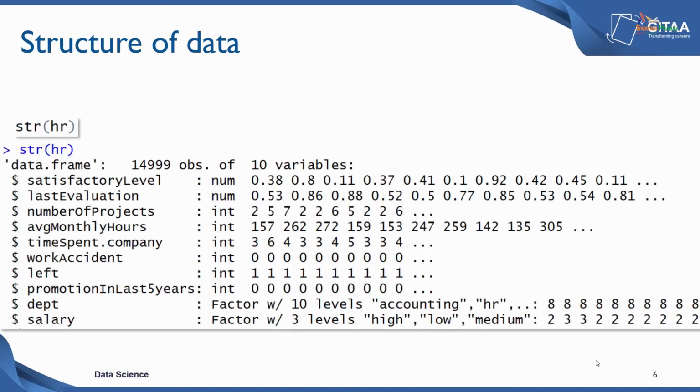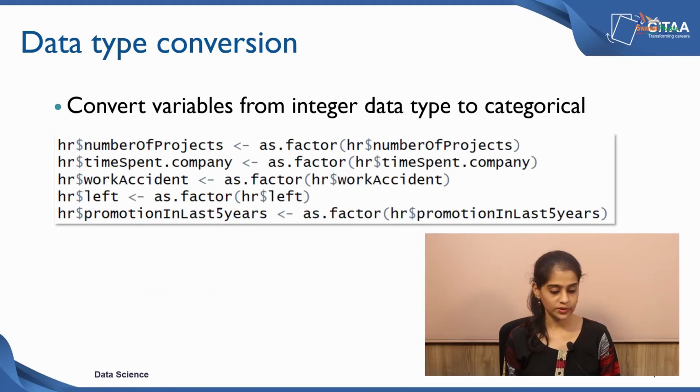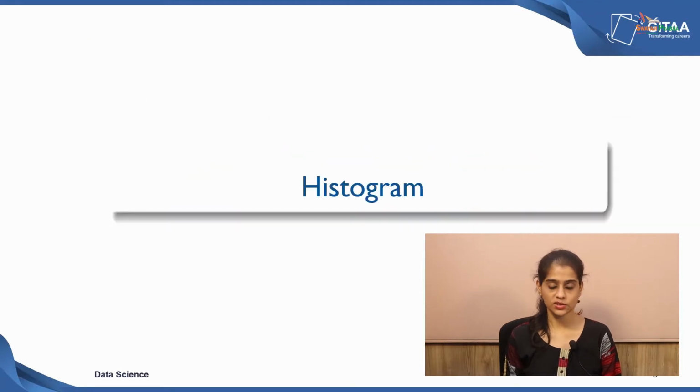Then we looked at the structure of the data. From here we could conclude that there were 5 variables, namely number of projects, time spent company, work accident, left, and promotion in last 5 years, which were read as integers, and that was because of the nature of data that was present. All of these had integers, but technically these are categories because there's only a limited number of values in each of these variables. So these variables can be seen like qualitative integers, and hence we converted them to categorical variables using the function as.factor. So let's see what a histogram is.